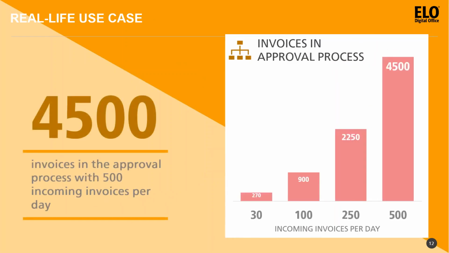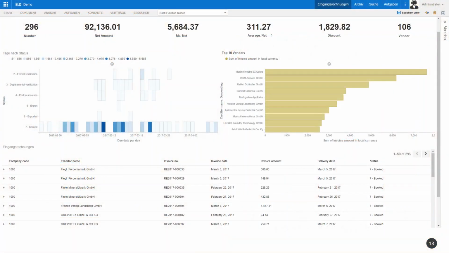But when the number of incoming invoices increases, for example, when you receive 500 invoices a day, then you have 4,500 invoices in the approval process every day. And this is very difficult to get an overview. But with ELO Analytics, you can create a dashboard where you get an overview over the invoices in the company, or the invoices which are in the approval process in your company. So in this example, we have 296 invoices which are in the approval process with a net amount around 92,000 euros.